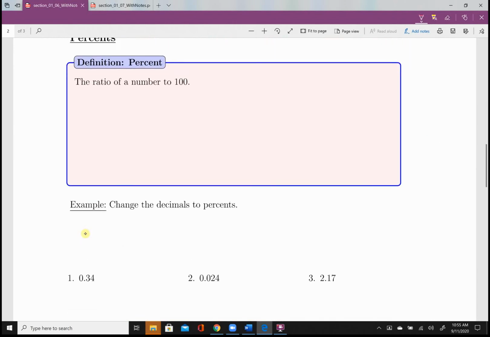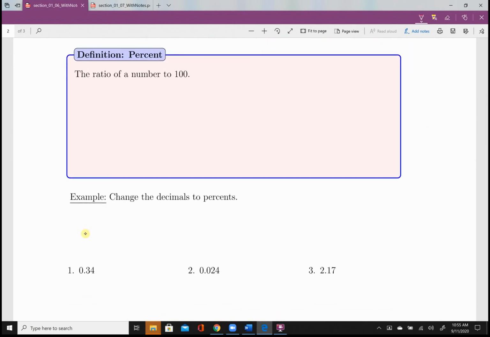Okay, moving on to this idea of percent. Now, the percent is a particular kind of ratio. It's a ratio of a number to 100. And literally, the word percent means for every 100. If you break down the root words of per and cent, it literally means for every 100. So anyway, the ratio of a number to 100, let's say you have x, and you put it in a ratio with 100, then you could say that this is equal to x percent.